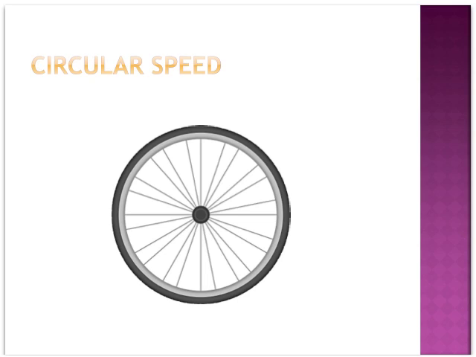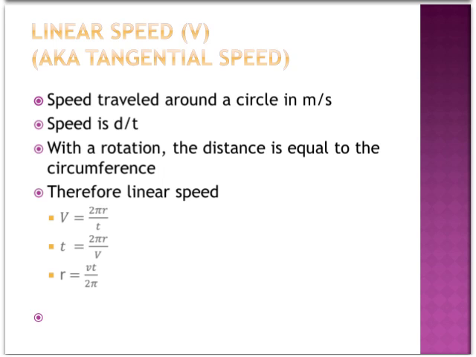Alright, so now that you've learned some of the basics related to circular motion, we're going to get into the concept of circular speed. And there are a few different ways that you can calculate this. First is linear speed, which, when working with a circle, is actually called tangential speed. But this is similar to what we've dealt with already in this class.